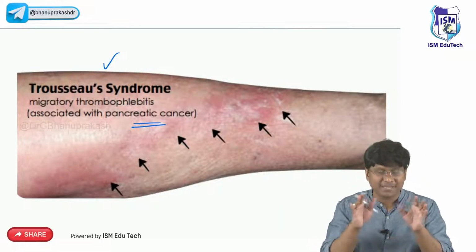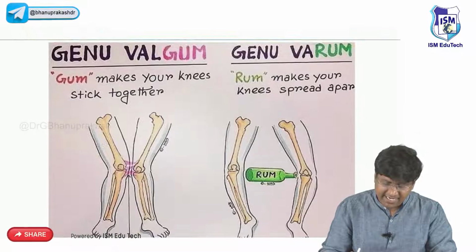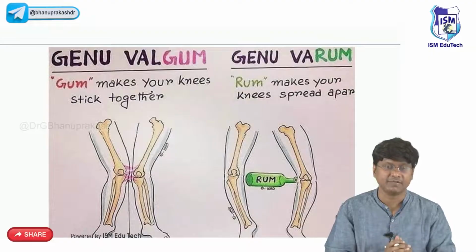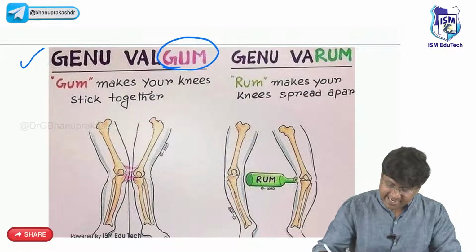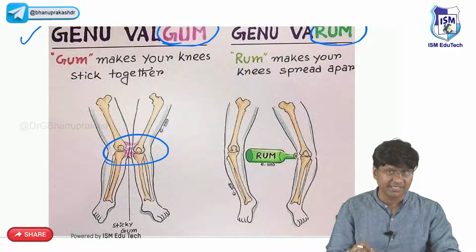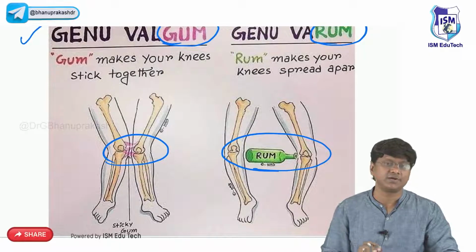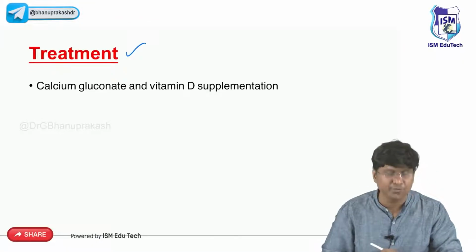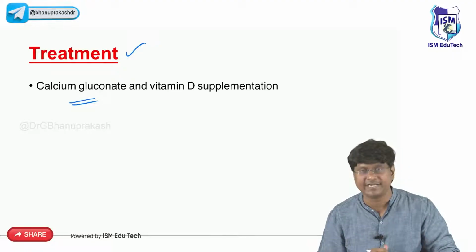That is migratory thrombophlebitis. You come across this in patients with pancreatic cancer. And in patients with hypocalcemia, that is in hypoparathyroidism, you will have long-term skeletal abnormalities. What are those? That includes genu valgum and genu varum. Genu valgum is your knock knees, and genu varum is your bow legs. So these are the bony abnormalities that you will come across because of hypocalcemia. And the other important point is the treatment of hypoparathyroidism: you need to give calcium gluconate as well as vitamin D supplementation.